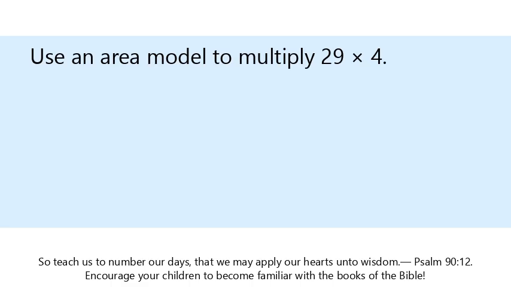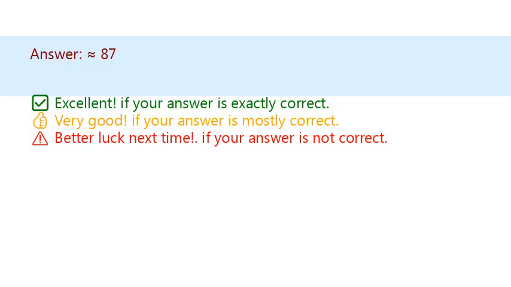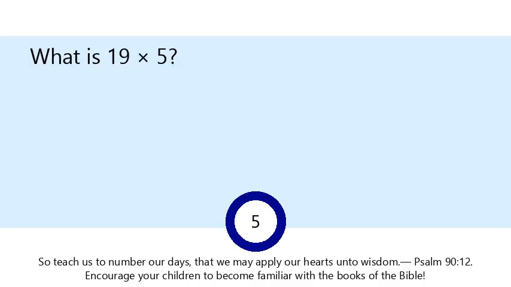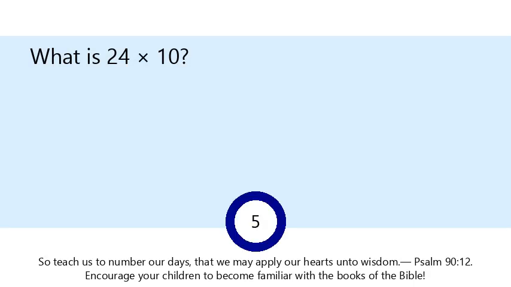Use an area model to multiply 29 by 4. Answer, 116. Estimate, 354 divided by 4. Answer, is almost equal to 87. What is 19 times 5? Answer, 95. What is 24 times 10?